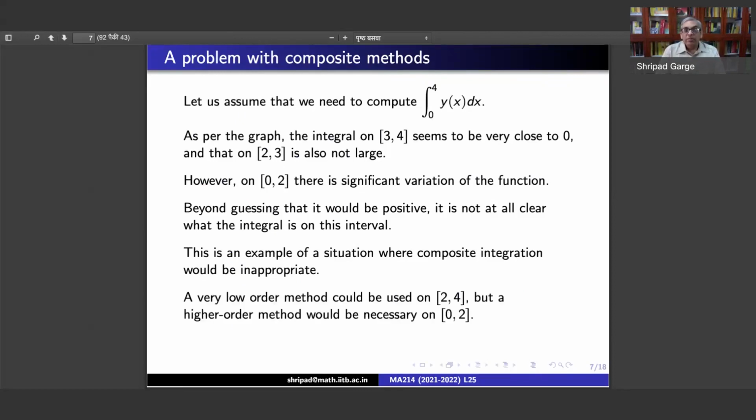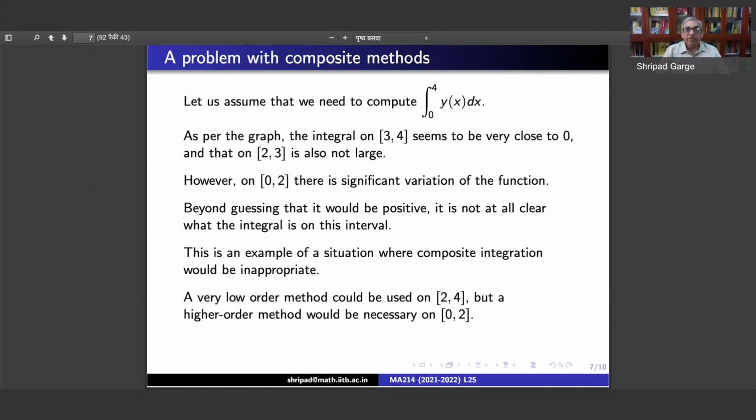A very low order method can be used from 2 to 4, but for 0 to 4, because the functional variation is large, you will need to have many points, so an equally spaced method will not work. If you really have h to be very small, then from 2 to 4 you are wasting your computational time and computational energy, because there you don't really need such small distances between the consecutive nodes. Whereas you can't have h to be large, because then you don't get the correct answer from 0 to 2.